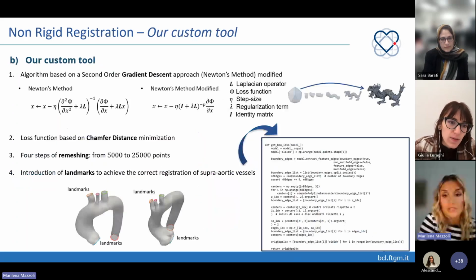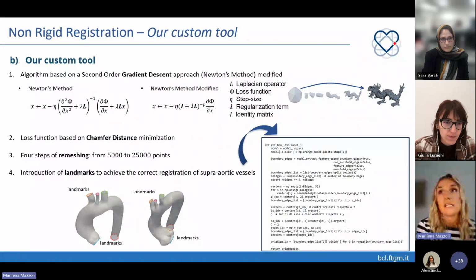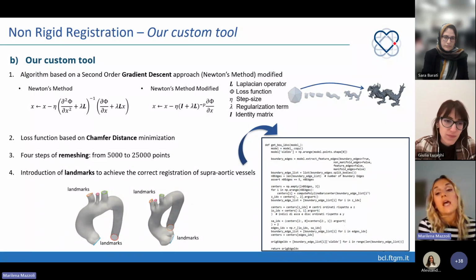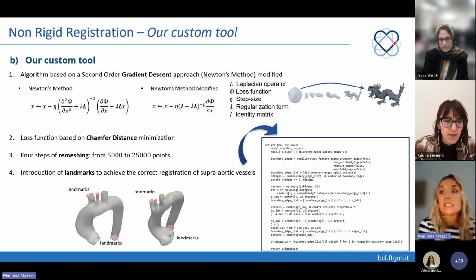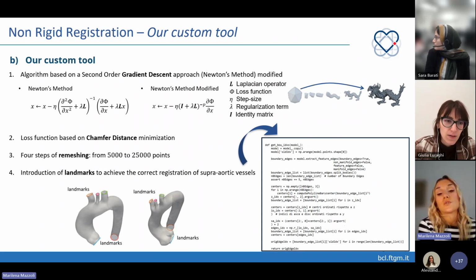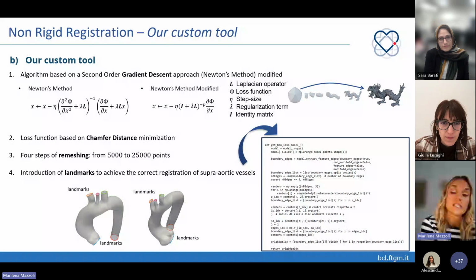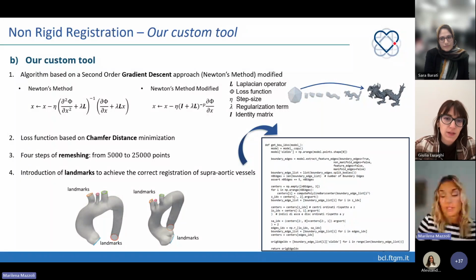In order to overcome this issue, we developed our own algorithm, which is based on a second-order gradient descent approach, modified in order to simplify the second-order terms. We use a loss function based on the minimization of the chamfer distance and 4 steps of remeshing from 5,000 points to 25,000 points. We also introduce some landmarks at the boundaries in order to achieve the correct registration of the supraortic vessels and also of the ascending and the descending part of the aorta.